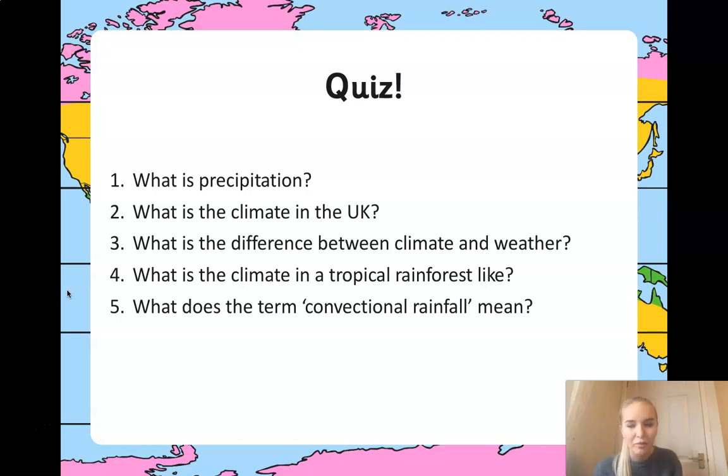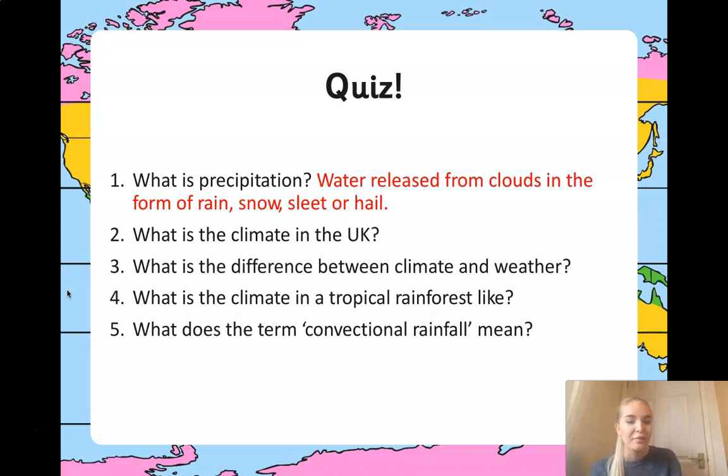Okay, do you remember what precipitation is? Well, precipitation was that water that was released from the clouds. It can be released in a variety of forms, including rain, snow, sleet, or hail. Fantastic. So number 2, what is the climate in the UK?